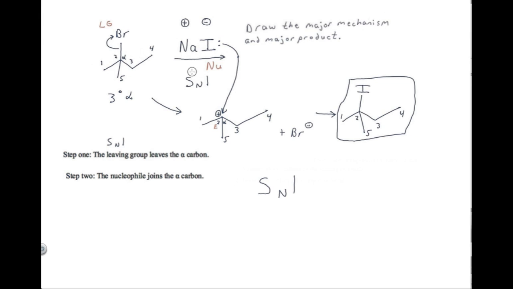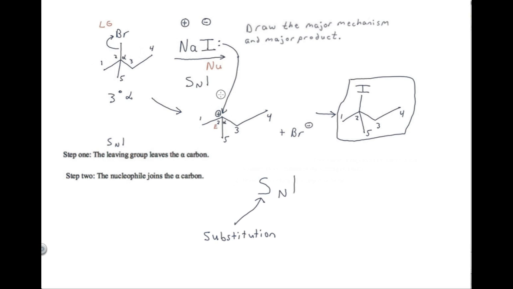Recall that the name of this mechanism is SN1. Now, where does this name come from? Do you know what the S stands for in SN1? Answer: the S stands for substitution. SN1 is called a substitution reaction because we are substituting one thing for another thing. In this case, we're substituting the nucleophile at the position where the leaving group used to be.